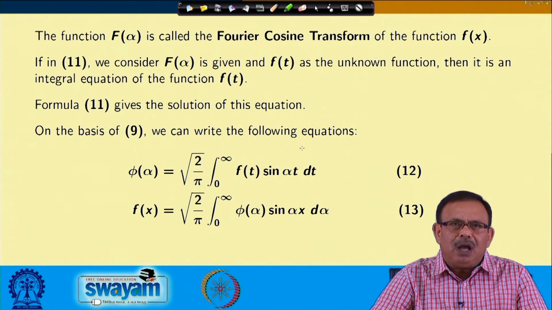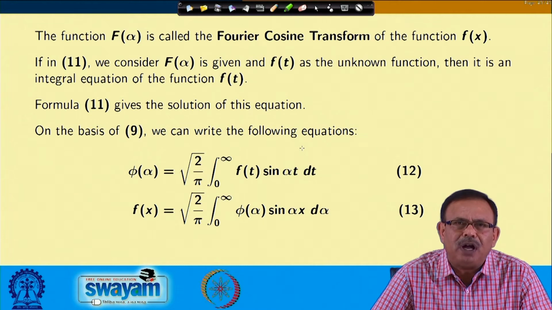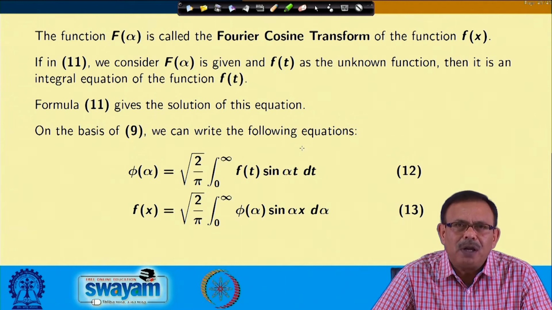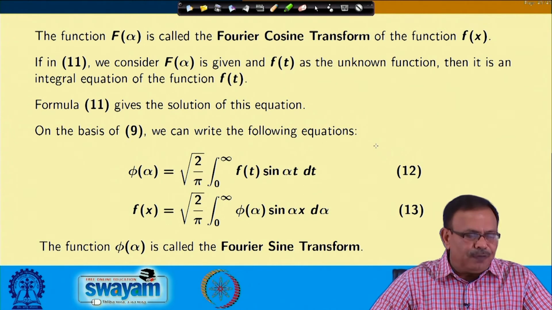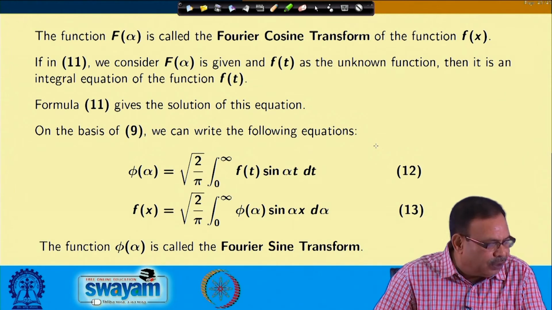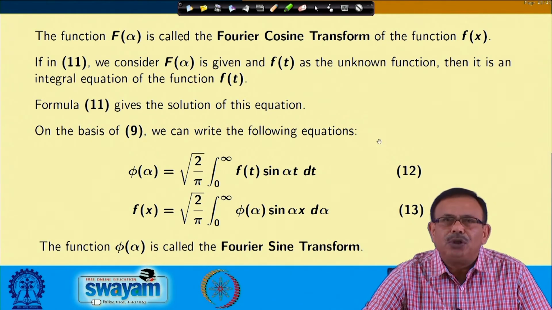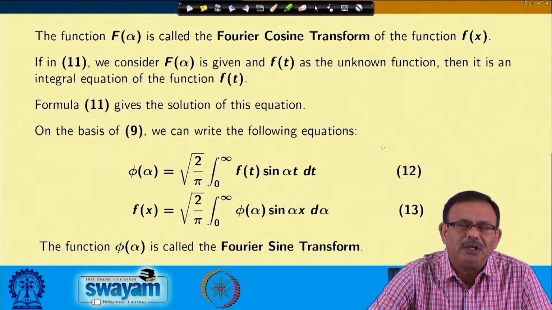If I assume that phi(alpha) equals root over 2 by pi integral from 0 to infinity of f(t) into sine of alpha t dt, I can write down f(x) equals root over 2 by pi integral from 0 to infinity of phi(alpha) into sine of alpha x d alpha, and this phi(alpha) we call the Fourier sine transform of the function f(x). So, till now we have defined two things: the Fourier sine transform and the Fourier cosine transform.